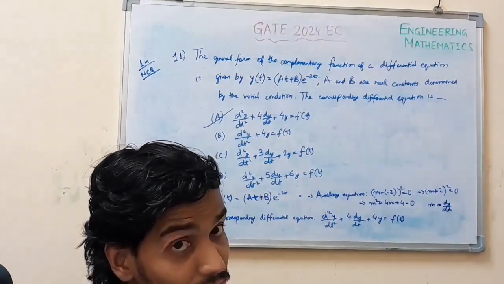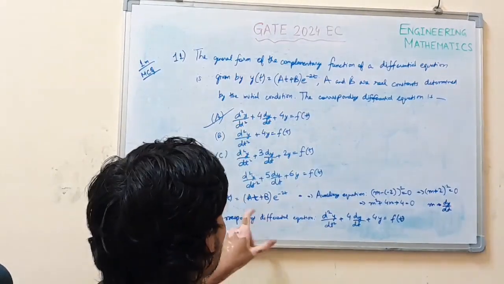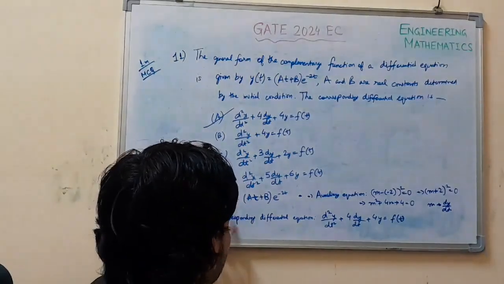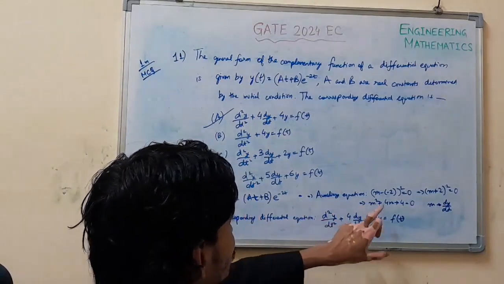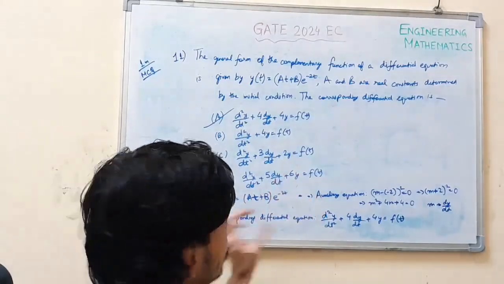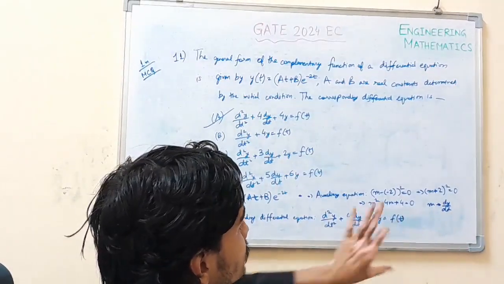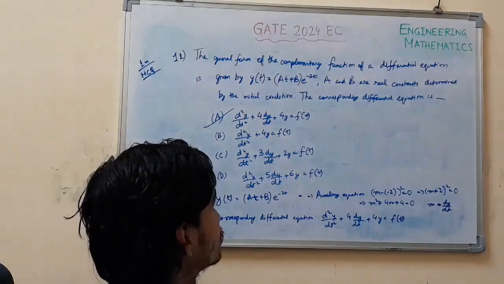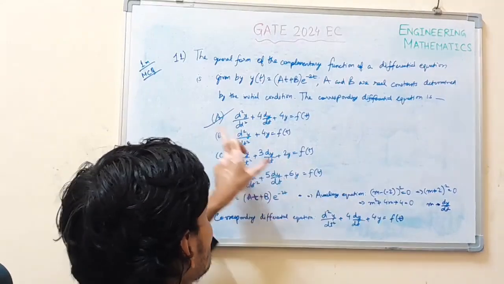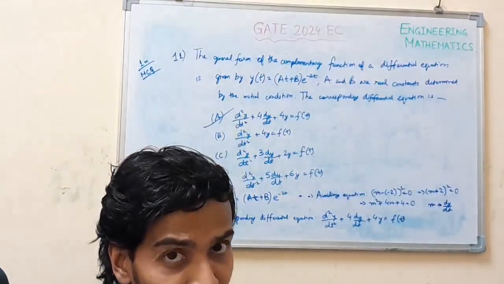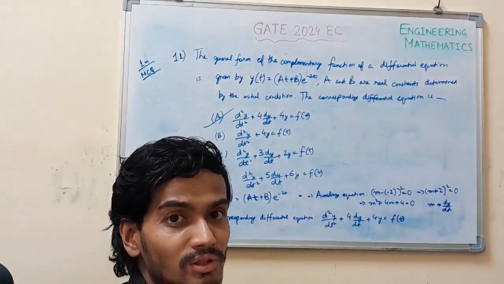Now to explain this from the very basic approach: by finding the auxiliary equation from the given general solution and then solving it, we get the differential equation by taking m as d by dt. The differential equation is d2y by dt2 plus 4 dy by dt plus 4y equal to f of t. This is option A, and I have explained this solution in detail with steps. Hope it is clear. If you have any doubts or queries, please ask.